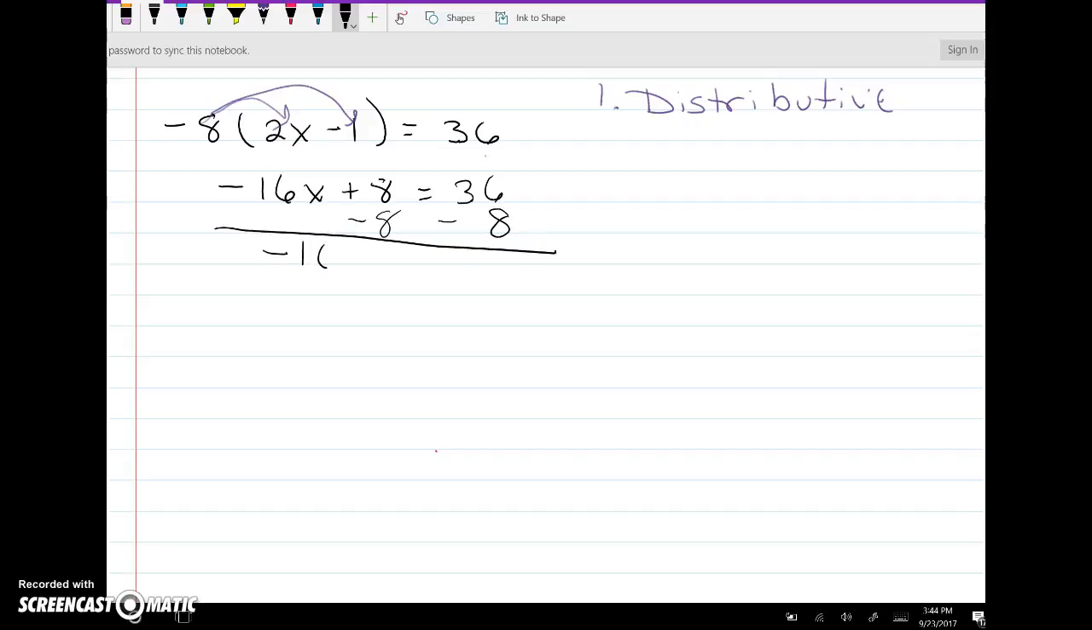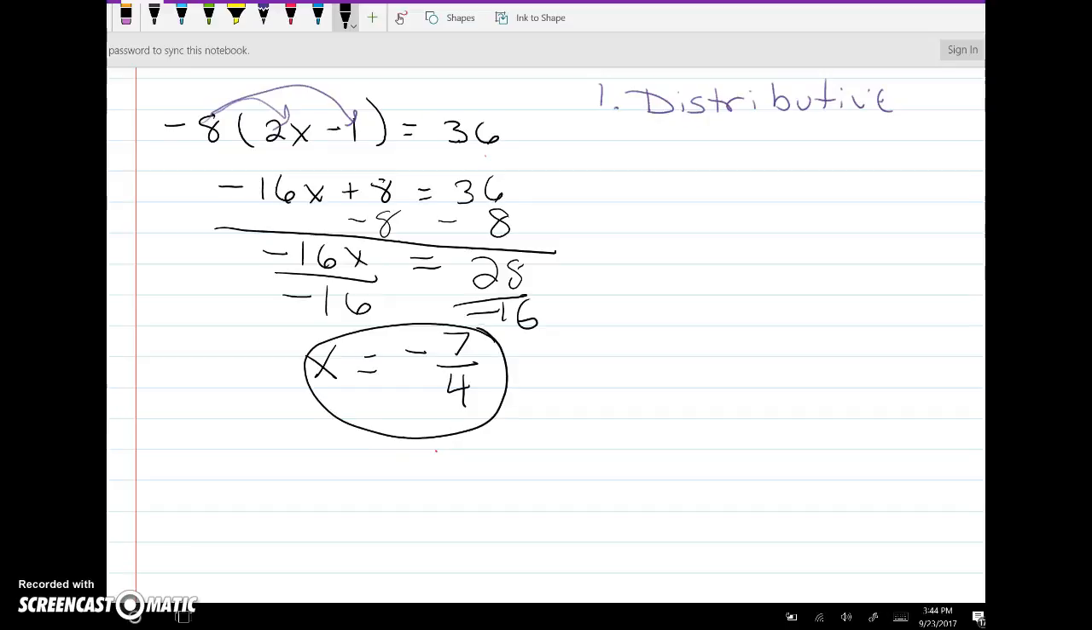We get negative 16x equals 28. Divide both sides by negative 16, and we get x equals negative 7 over 4. Now, if you want to do it as a fraction, you can leave it like this. It's perfectly fine. If you want to write it as a decimal, you could do that too. Then x would be negative 1.75. But whatever you do, make sure you keep it the same throughout your work.